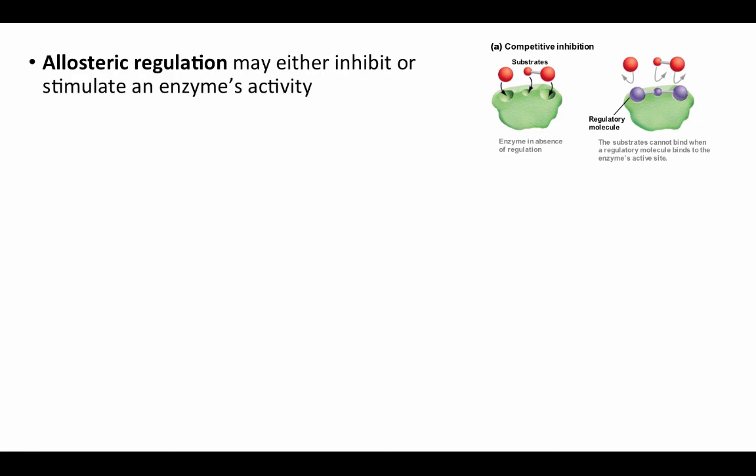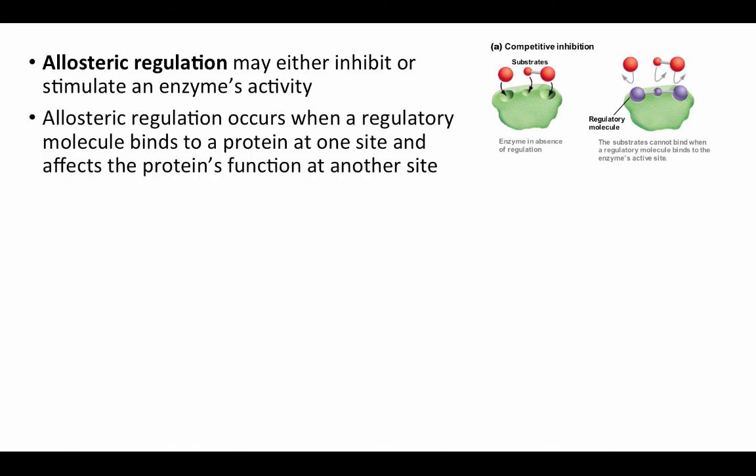In contrast to this competitive inhibition, we can also have the non-competitive inhibition, and we call this allosteric regulation. Allosteric means another site on the enzyme. So it can be used to either inhibit or stimulate an enzyme's activity. And an allosteric regulation occurs when a regulatory molecule binds to the enzyme at one site that's going to affect its shape at the actual active site. So it's going to affect the protein's function at another site.